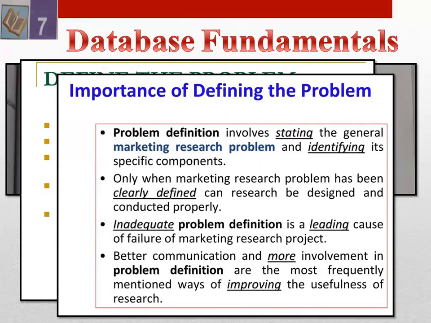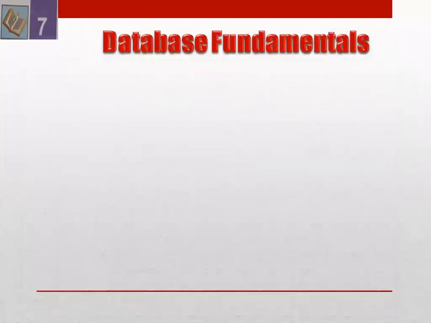Problem definition involves stating the general marketing research problem and identifying its specific components. Only when the marketing research problem has been clearly defined can research be designed and conducted properly. Poor problem definition is the leading cause of failure of marketing research projects. Better communication and more involvement in problem definition are the most frequently mentioned ways of improving the usefulness of research.